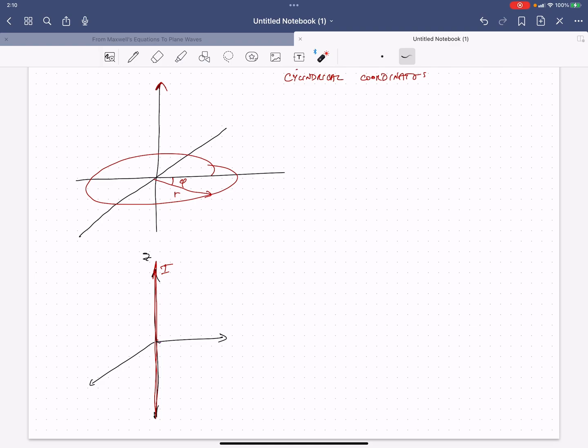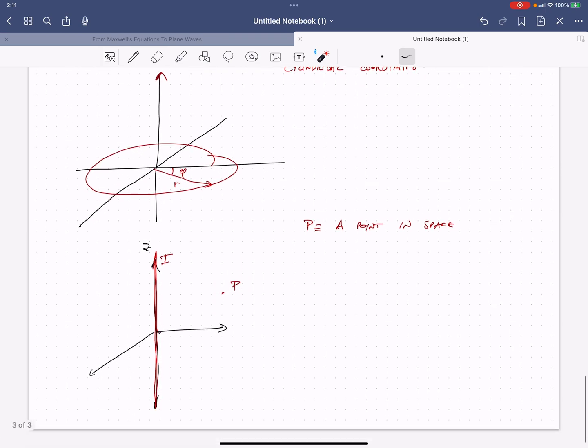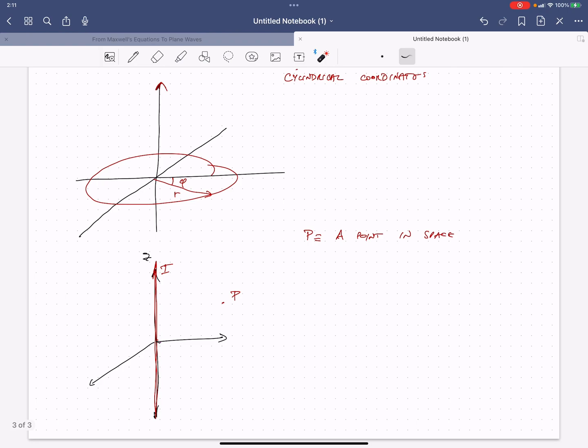Let's take any point in space. So let P be a point in space. And then we're going to have a bunch of P's, obviously. But let's see what effect a current at a section along here would have at a point P, and then we're going to integrate all the different effects for all possible P's.